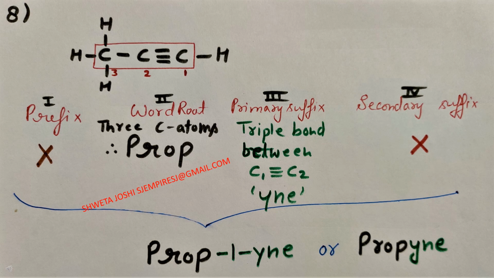Now our next compound is CH3C≡CH. There is no prefix and secondary suffix part in this case. So starting with the word root, because of 3 carbon atoms, the word root will be prop. And for the primary suffix, since there is a triple bond attached to the first carbon atom, it will be ine. So its IUPAC name will be prop-1-ine or propine.